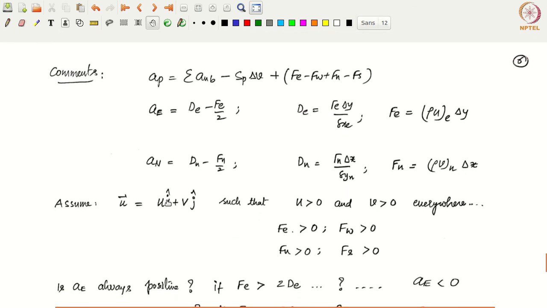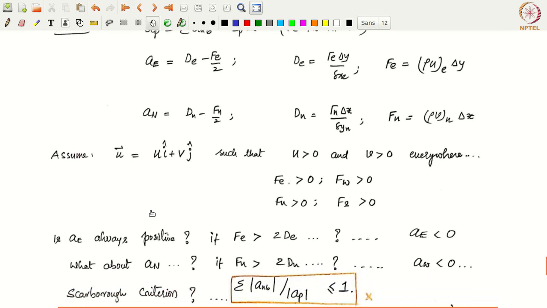They don't really look okay, because consider, let's say, your velocity field is 2 times i plus 3 times j, where u and v are both positive quantities. So basically your velocity is going in the positive quadrant direction. Then all your flow rates are positive, because u east, u west, u north, v north, v south are all positive. And diffusion is always a positive quantity. Then is this coefficient AE always positive?